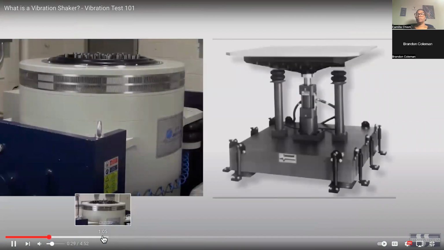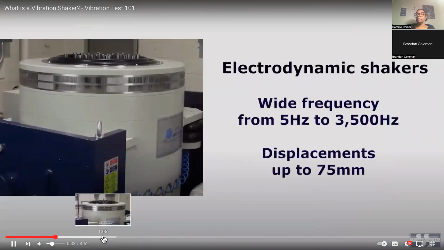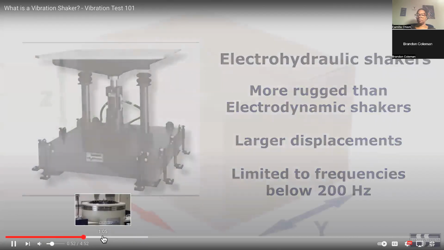Each type of shaker has its advantages. Electrodynamic shakers are capable of a wide frequency range from 5 Hz to 3,500 Hz and displacements up to 75 millimeters. Electrohydraulic shakers are typically more rugged than electrodynamic shakers and are capable of larger displacements, but are generally limited to frequencies below 200 Hz.